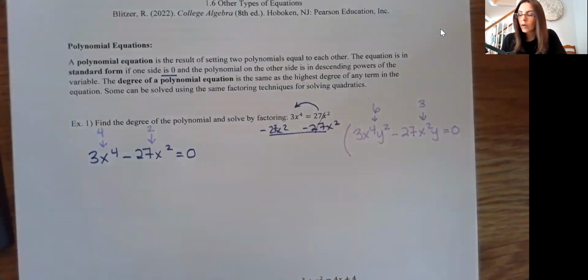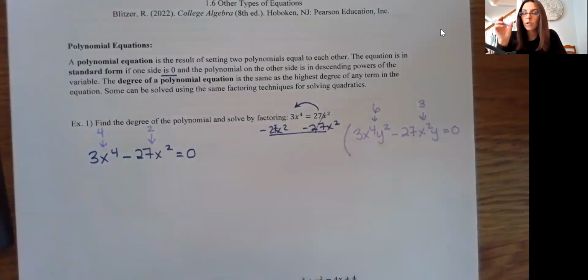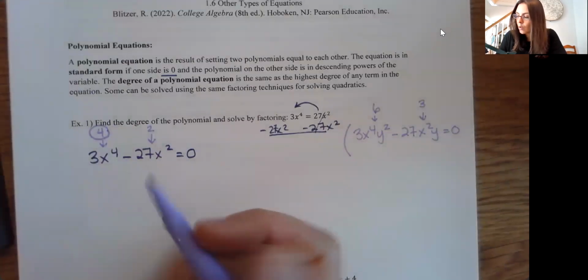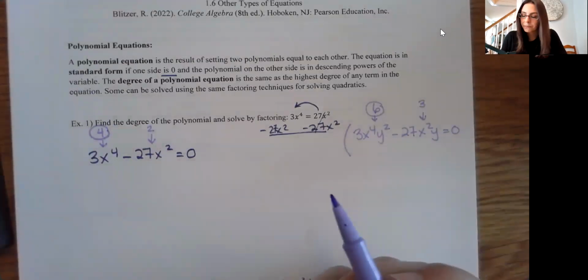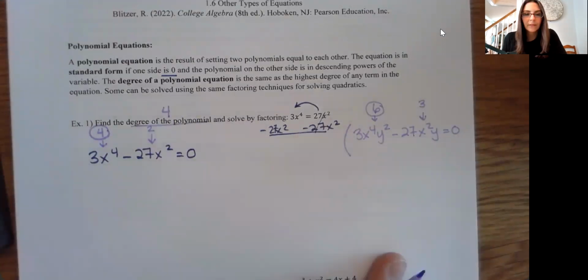So just a little side note, we're not going to solve anything like this today, but when you're talking about degree, you do add up the exponents on the variables within each term. And then what you do after that is you take the highest one. So your overall degree here is 4. Your overall degree here would be 6. So in this case, the degree of our polynomial here is 4.